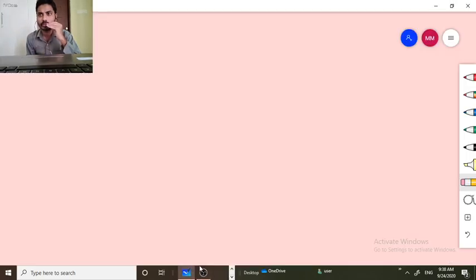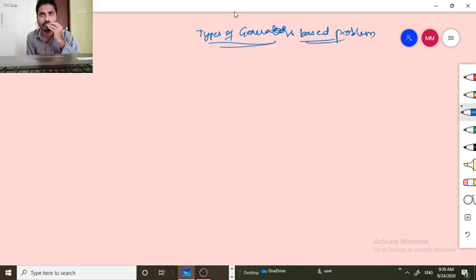Now we'll see the next problem. The next problem is based on the types of DC generators. That means in types of DC generators we will calculate the EG values. In the same way we should calculate here. So I'm writing the problem.